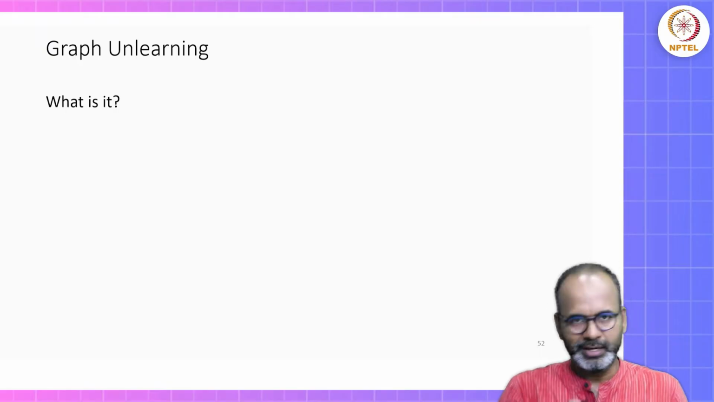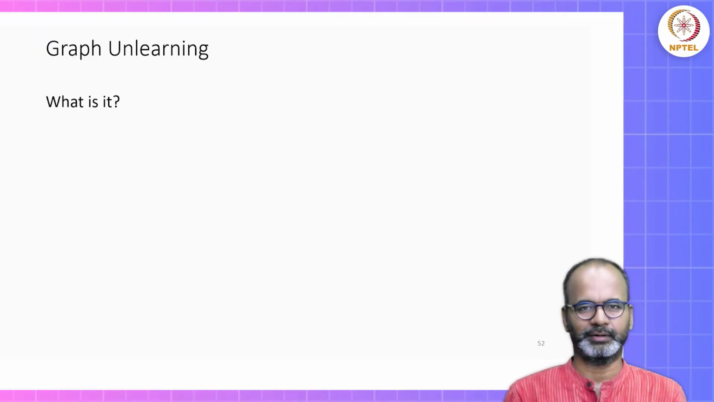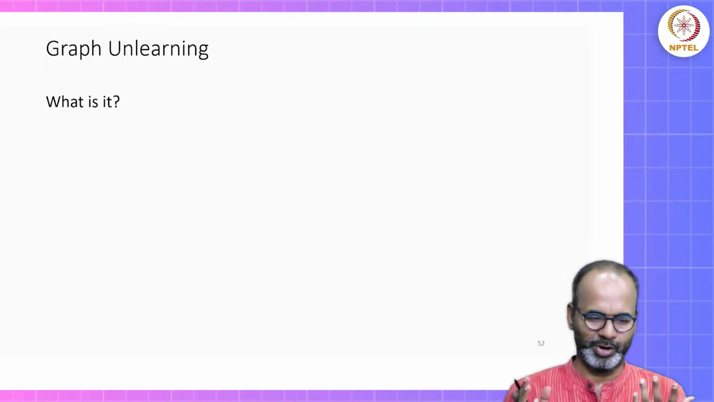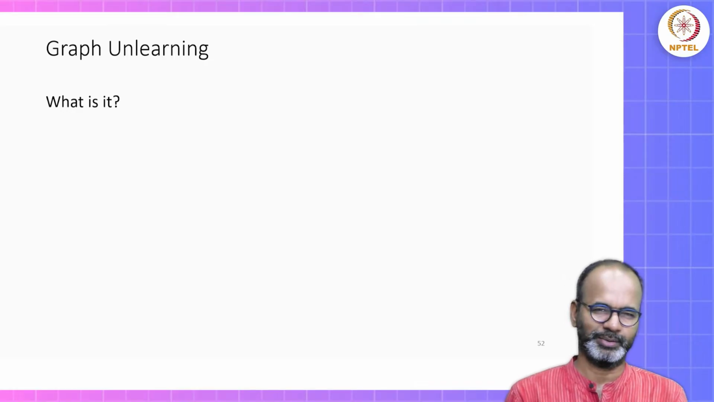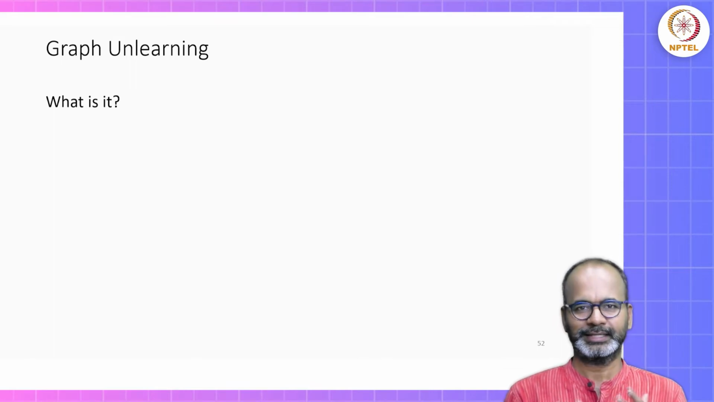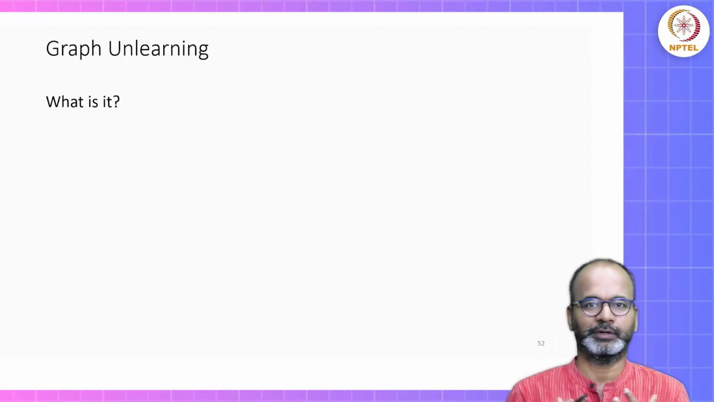Let's do the last part of the unlearning module, which is graph unlearning. If you think about what graph unlearning could be: until now we talked about machine unlearning, generally talking about text, and images also, right? But what is graph unlearning?